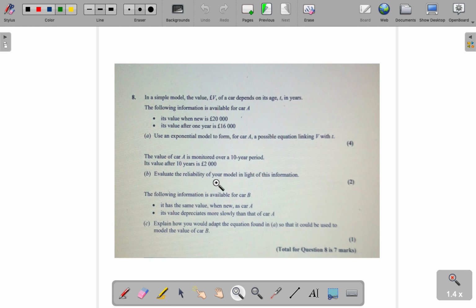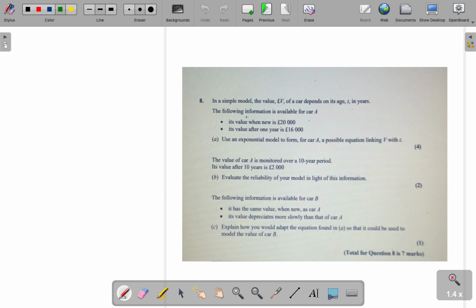Question 8, or the fourth question we've got, is a simple model. The value of a car depends on its age, t in years. The following information is available for car A. Its value when new is 20,000. Its value after 1 year is 16,000. Use an exponential model to form for car A a possible value linking V with t.